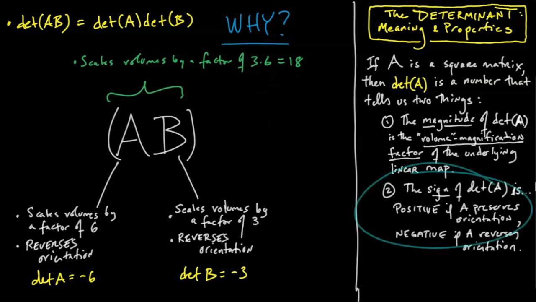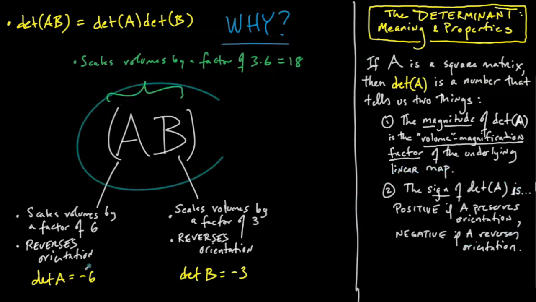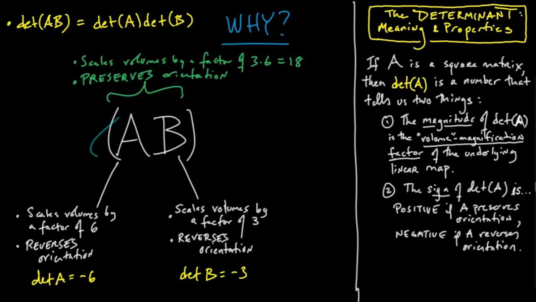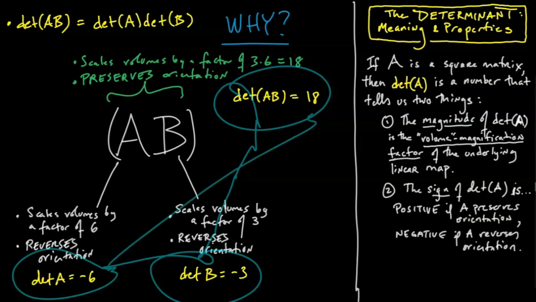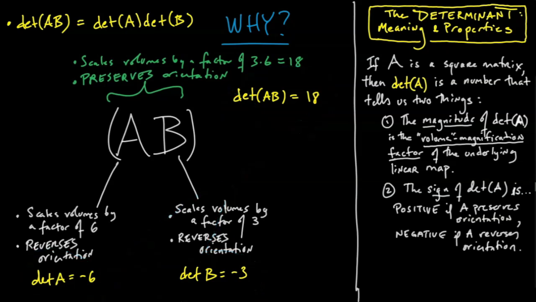And how about the orientation business? The product matrix preserves orientation, because if you flip it and then you flip it again, well, you flipped it back to where it originally started, hence the preservation of orientation. Put all that together and it tells you that the determinant of AB is going to be positive 18, which of course is the product of the individual determinants. -6 times -3 is 18. And I hope it's clear to you that this would happen under all circumstances.